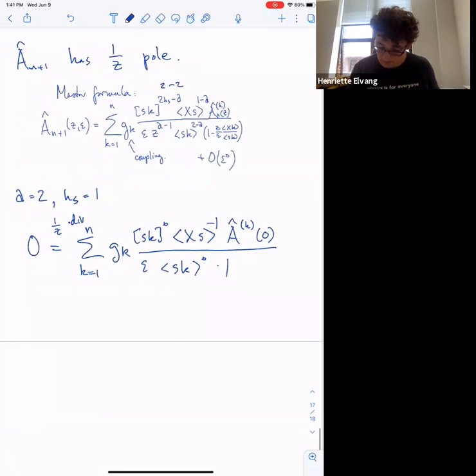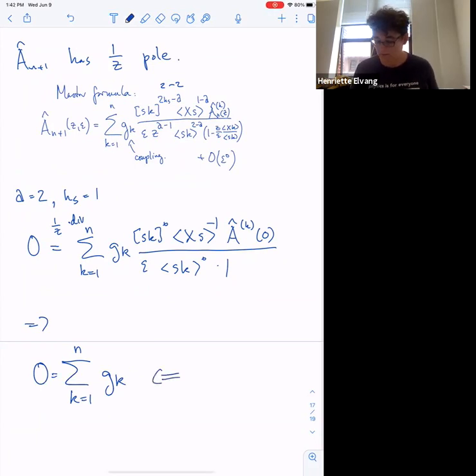Okay, all in all, what this implies is that the sum from 1 to N of g_K must be 0. That seems like a very innocent constraint, but what does it mean physically? It means that charge must be conserved. So this is exactly the statement of charge conservation.